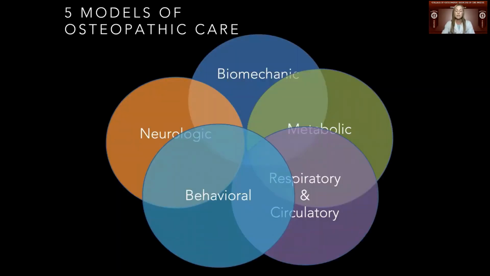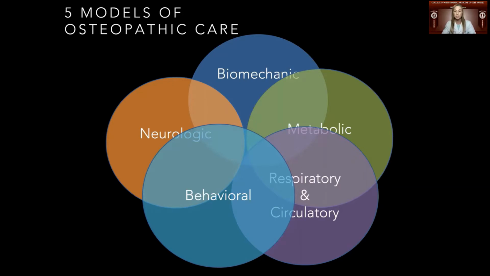Let's discuss the 5 models of osteopathic care. Consider a patient with the chief complaint of trouble breathing. Going through the 5 models, we can develop a differential diagnosis. For biomechanical, does the patient have a rib fracture?